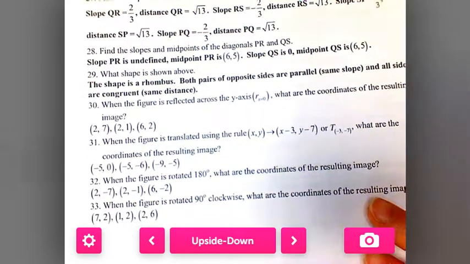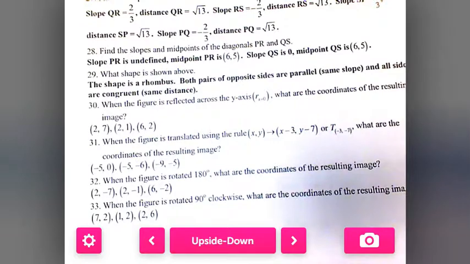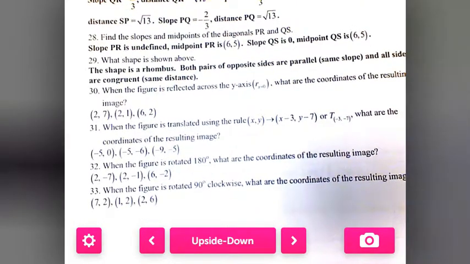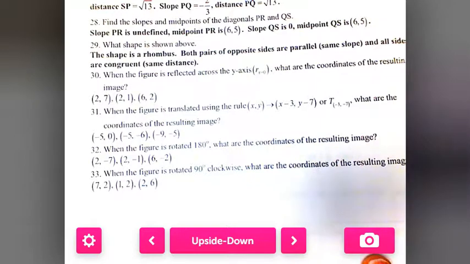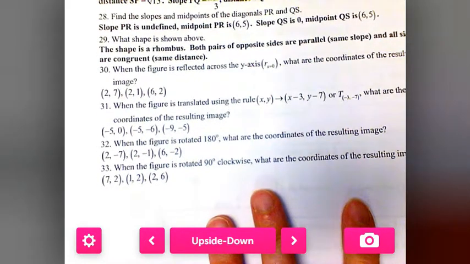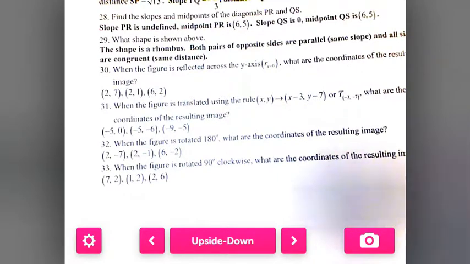When the figure is reflected across x equals 0, what are the coordinates? It should be 2, 7, 2, 1, and 6, 2. 31, what is the figure when it's translated negative 3, negative 7? It should be negative 5, 0, negative 5, 6, negative 9, and negative 5. When the figure is rotated 180 degrees, what are the new coordinates? 2, negative 7, 2, negative 1, 6, negative 2. When the figure is rotated 90 degrees clockwise, what are the coordinates of the resulting image? 7, 2, 1, 2, and 2, 6.